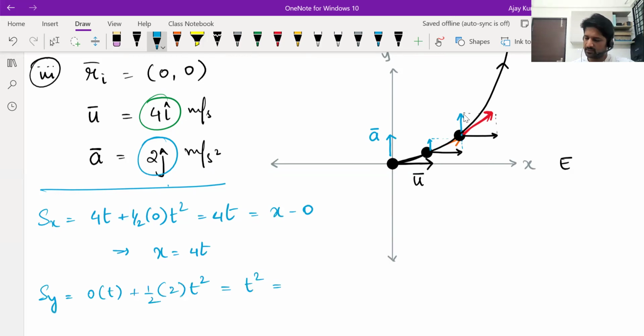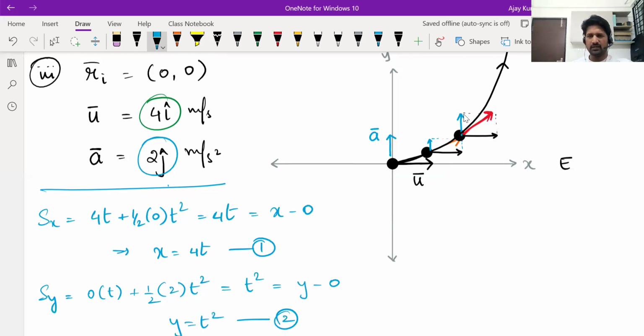And this is displacement in the y direction. So final y minus initial y. Initially, both x and y were 0. It depends on that also. So you get y is equal to t square. x is equal to 4t is one equation. y is equal to t square is another equation.